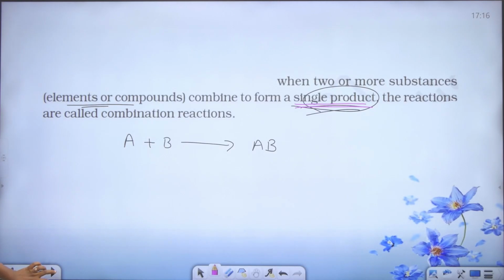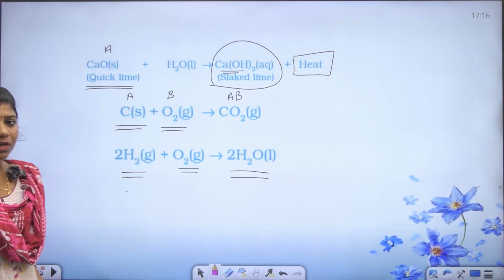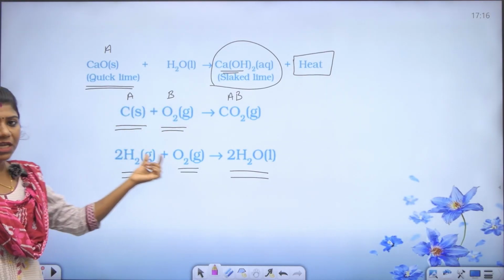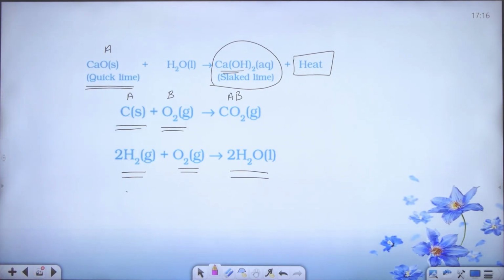Some examples of combination reactions are calcium oxide and water combining to form calcium hydroxide, carbon and oxygen combining to form carbon dioxide, and hydrogen and oxygen combining to form a water molecule. These are some examples of combination reactions.